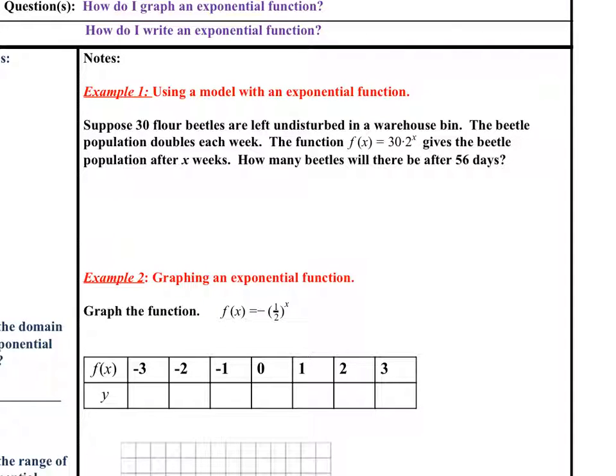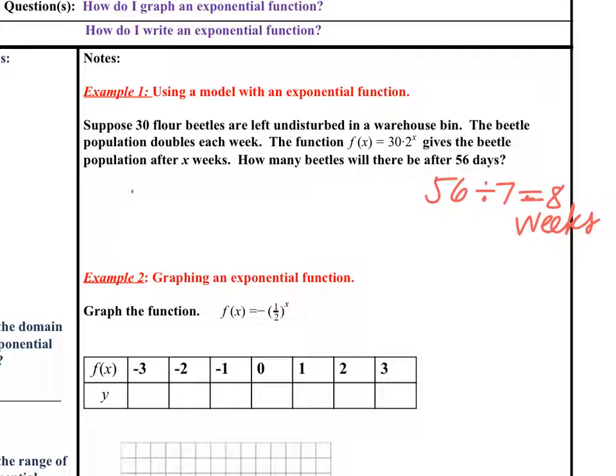You are asked to find after 56 days, but X stands for weeks. Suggestions on what I should do? Kirsten. Thank you. Yep, let's do that. And this should be a math fact that you know from elementary school. 8 weeks. So you're going to take that 8 and you're going to put it where X is.